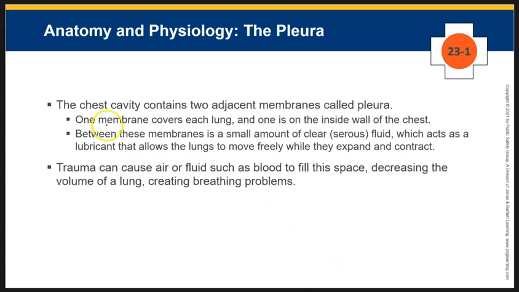Additionally, the thorax contains two adjacent membranes called pleura, one for each lung that we have. Between those membranes, which are just sacs surrounding the lungs, there is a clear or serous fluid that acts as a lubricant, allowing the lungs to move freely during inhalation and exhalation. If trauma allows air or fluid, such as in a pneumothorax or a hemothorax, to fill that space, it can collapse the lung, reduce its volume, and create breathing problems.